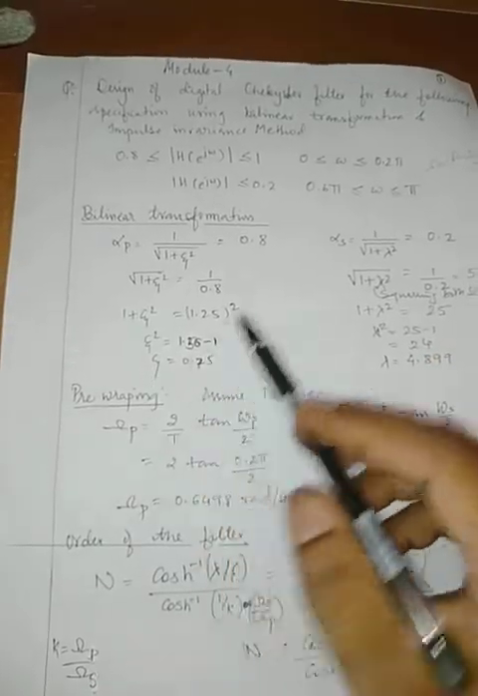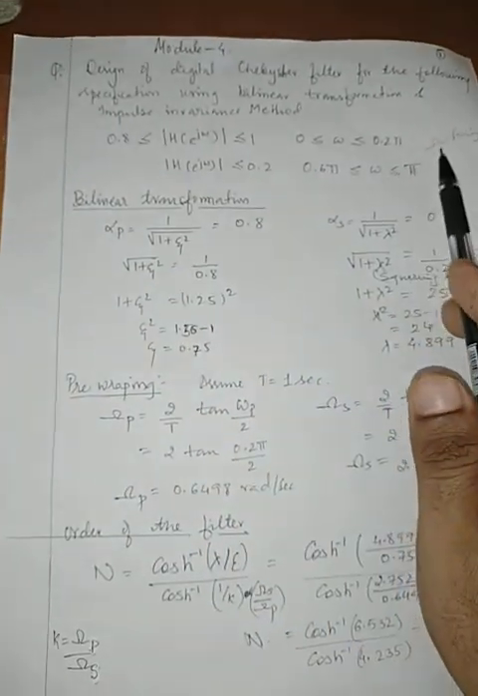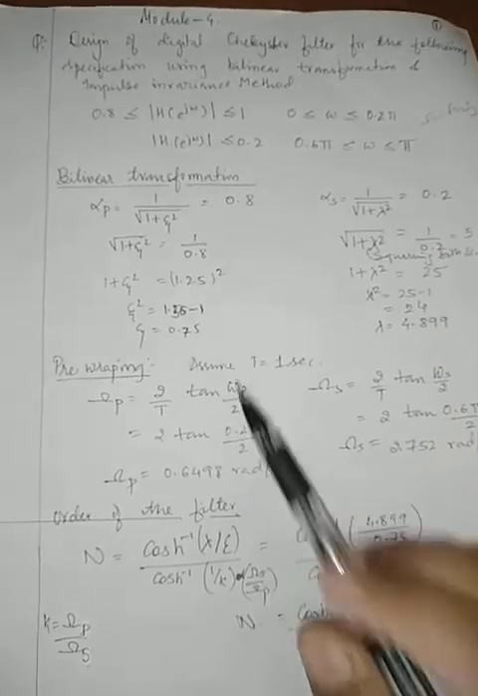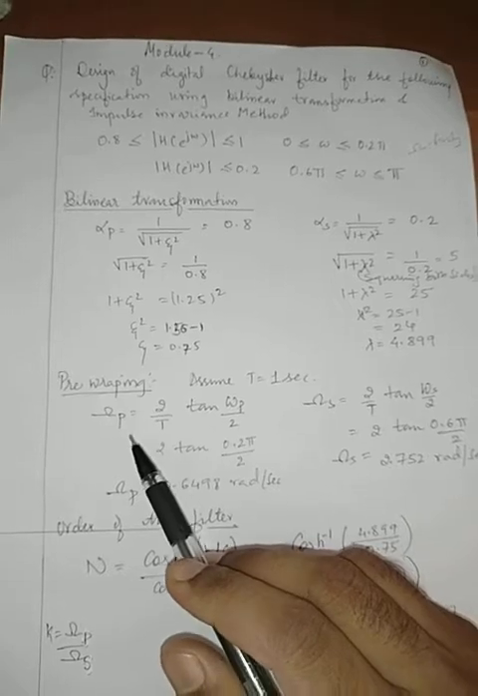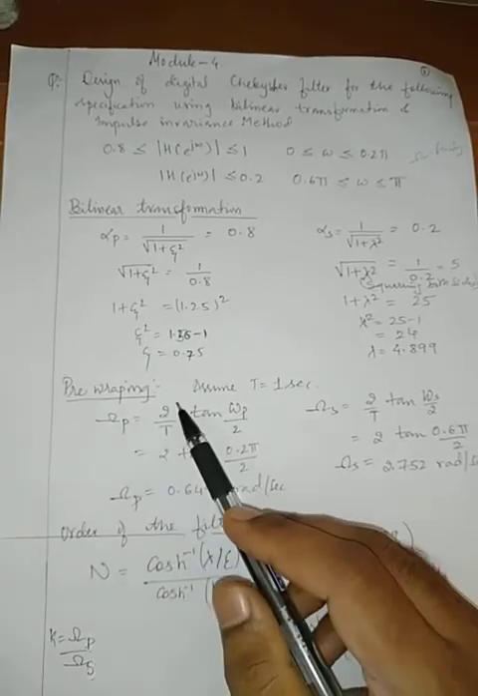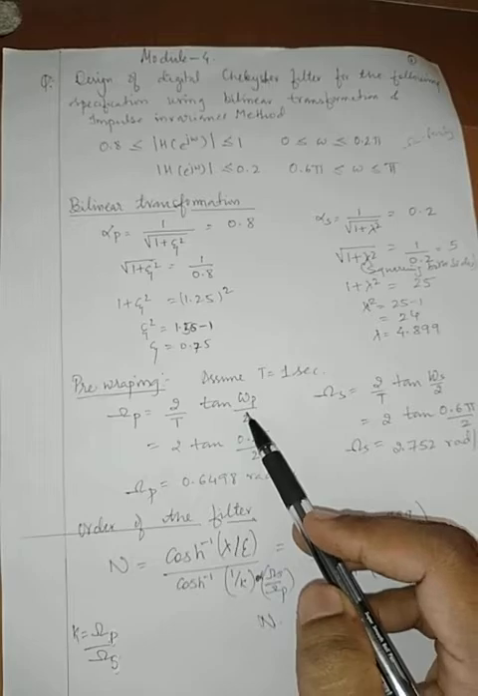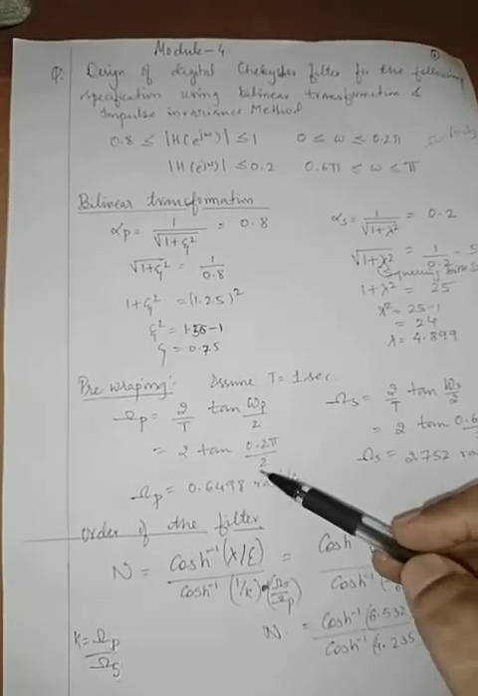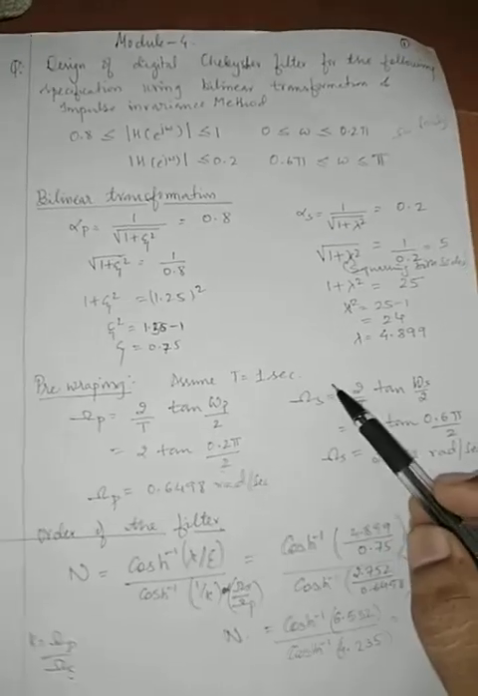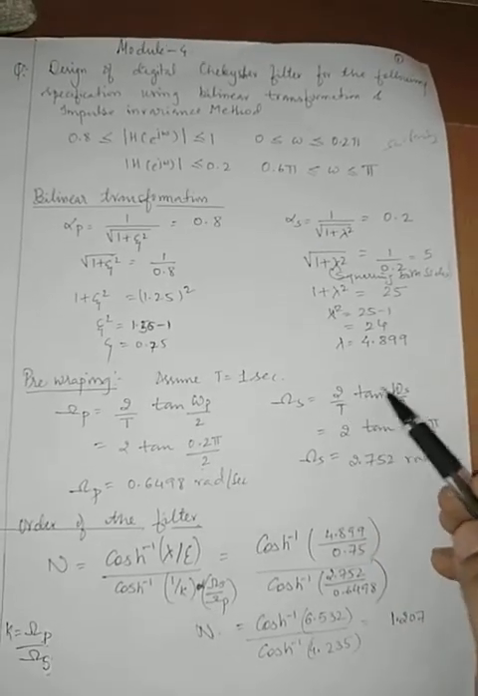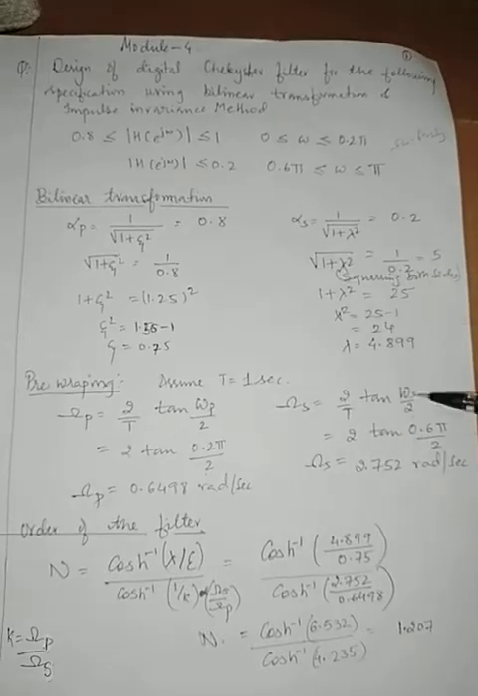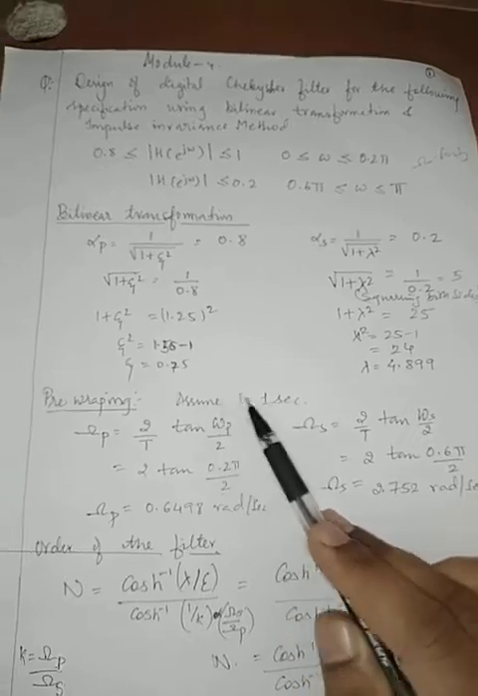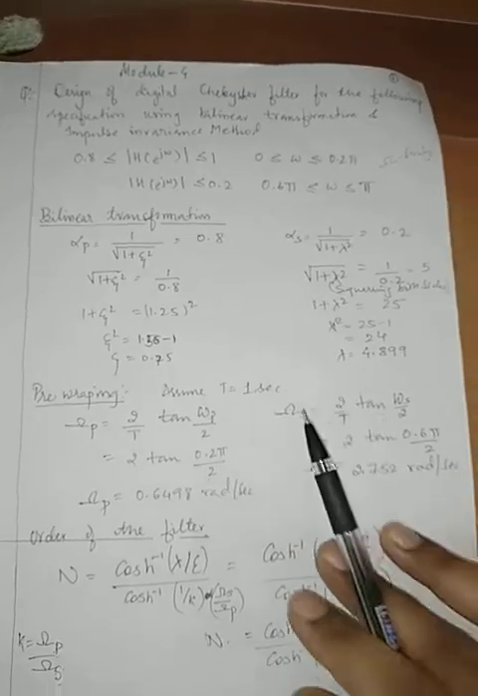Now we need to prewarp the digital filters. We need to convert that digital filter to an analog frequency. So here omega p is equal to 2 by T tan of omega p by 2. Substitute the value of omega p as 0.2 pi, and we get omega p. Omega s is equal to 2 by T tan of omega s by 2. Substitute the value of omega s as 0.6 pi, and we get omega p and omega s in radians per second. The value of T is 1 second over here.